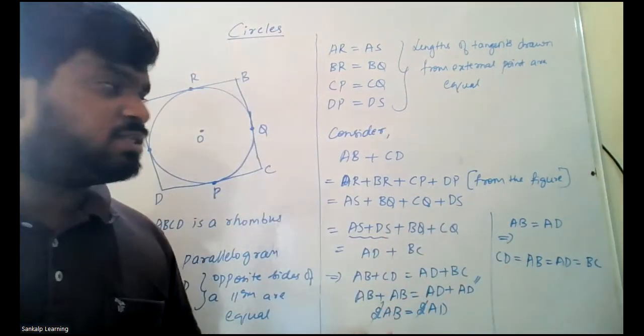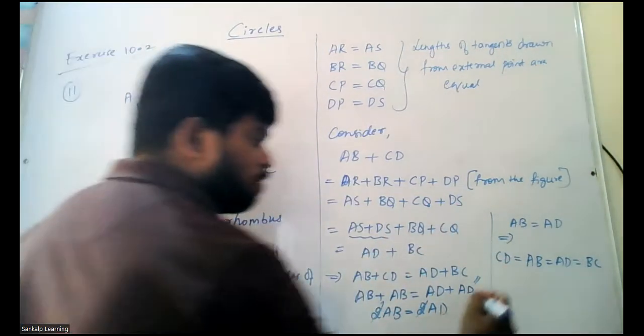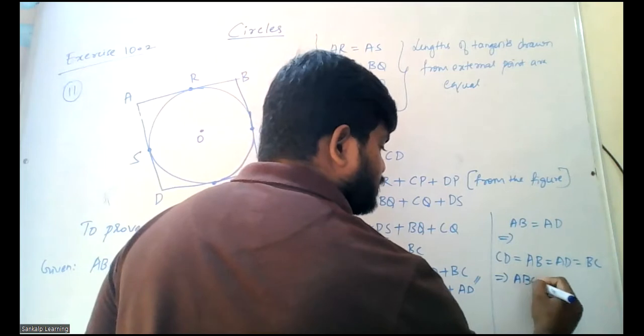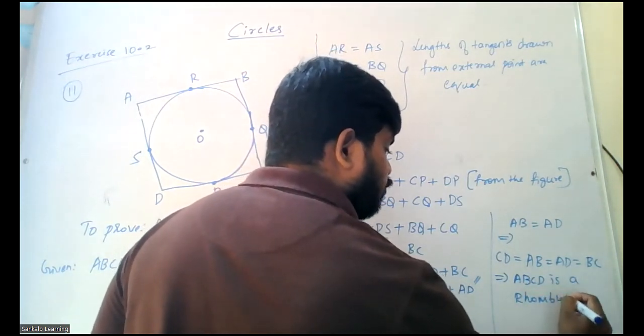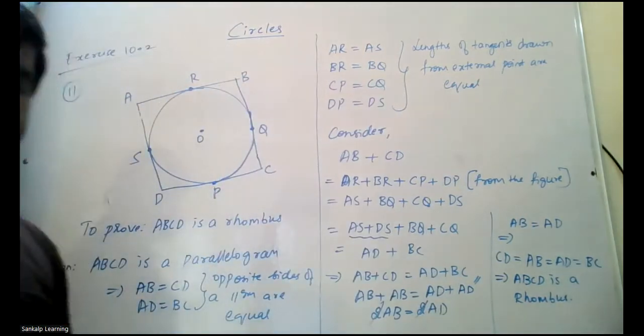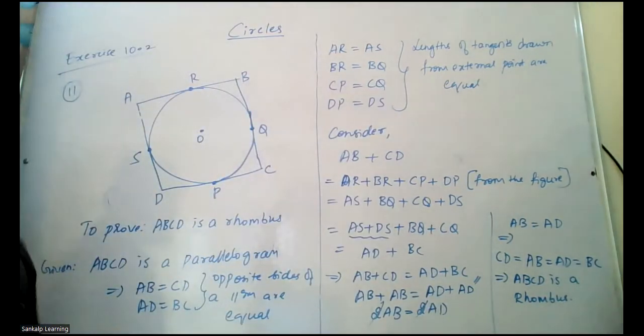If all the four sides are equal, what is ABCD? Rhombus. Implies ABCD is a rhombus. Why is it a rhombus? Because all the four sides are equal. If all the four sides are equal, then it is called a rhombus.